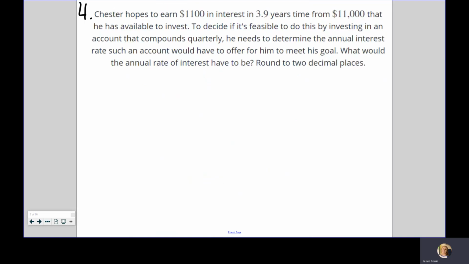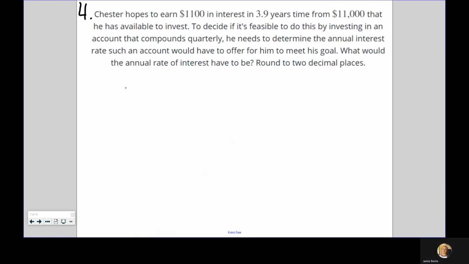All right, so this says Chester hopes to earn $1,100 in interest in 3.9 years from $11,000 that he has available to invest. So he wants to earn $1,100 in 3.9 years time, starting with $11,000 that he has available to invest. To decide if it's feasible to do this by investing in an account that compounds quarterly, he needs to determine the annual interest rate such an account would have to offer to help him meet his goal. What would the annual rate of interest have to be?